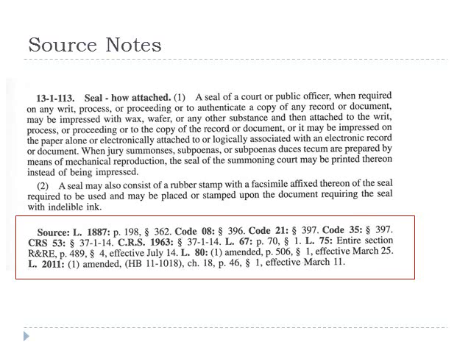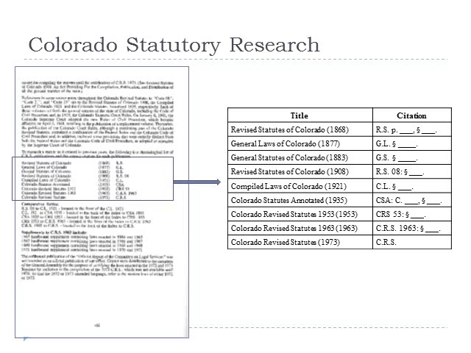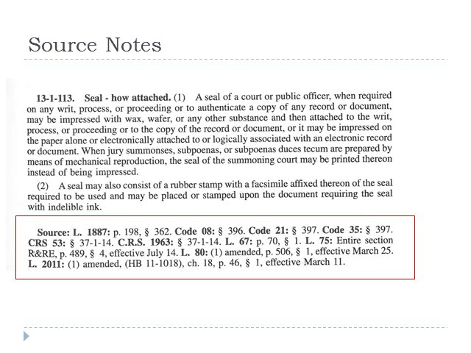All right, so we figured out about half of the abbreviations in the source note. What about the others? What about the Code 08, the Code 21, the CRS 53, etc.? The CRS of 53 was the Colorado Revised Statutes of 1953. And 63 appeared in the same numbering, Title 37, Article 1, Chapter 14, etc.